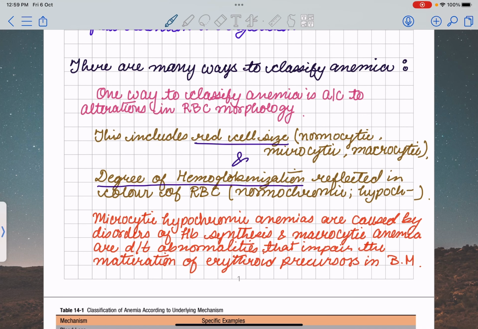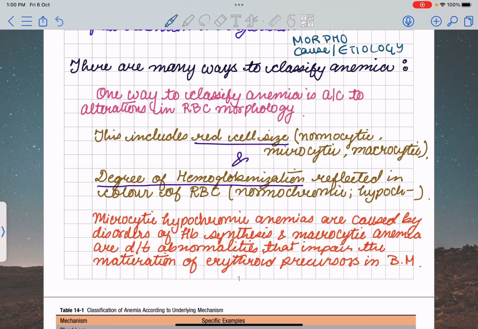One way to classify anemia is according to alterations in RBC morphology. When we have to classify whether the person is anemic, we look at two ways. We look at RBC and we can classify it on the basis of morphology, or we can classify on the basis of cause or etiology. So morphology, whether the RBCs are normocytic, normochromic, hypochromic, or normocytic, hyperchromic, whatever.